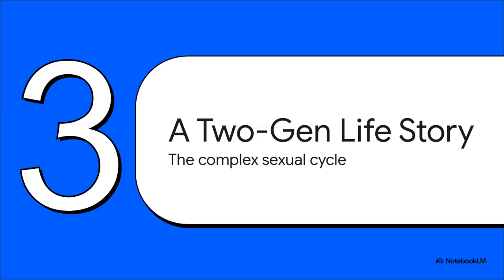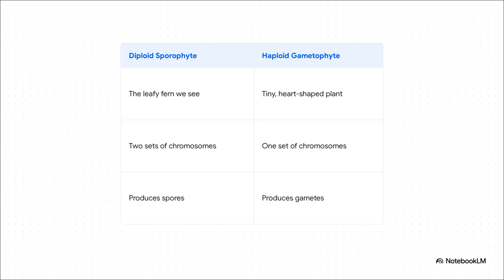Okay, so the secret to the fern's success is this incredible process called alternation of generations. It's like a life story told in two completely different parts, with two completely different looking plants. So check this out. On one side, you have the sporophyte. This is the big leafy fern we all know, and it's diploid. That just means its cells have two sets of chromosomes, like us. Its mission? To produce spores. But then you have the gametophyte. This is a tiny, heart-shaped plant that you've probably never even noticed. It's haploid with only one set of chromosomes, and its job is to make sperm and eggs. Two completely different plants, all part of one amazing life cycle.